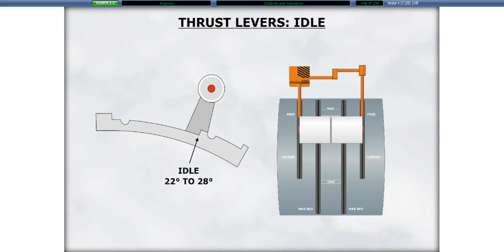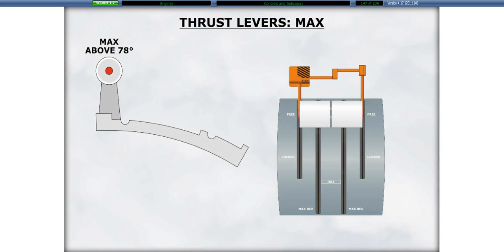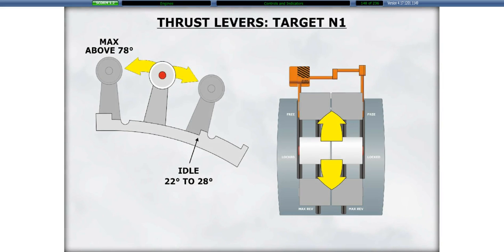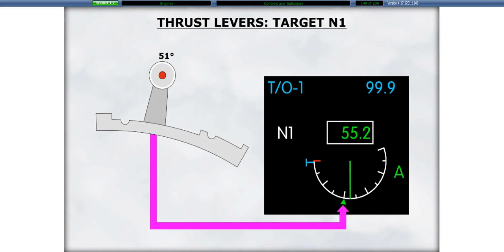The thrust levers are used to set the desired thrust. When the thrust levers are in the idle position, the FADECs command the engines to produce either ground or flight idle. The maximum position commands the maximum thrust rating. Positions in between idle and maximum are used to set the target N1. The N1 target set by the thrust lever is indicated on the corresponding N1 indication of the ICAS by a green triangle.